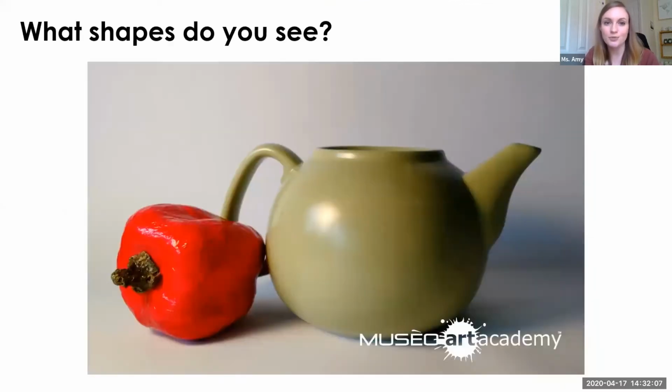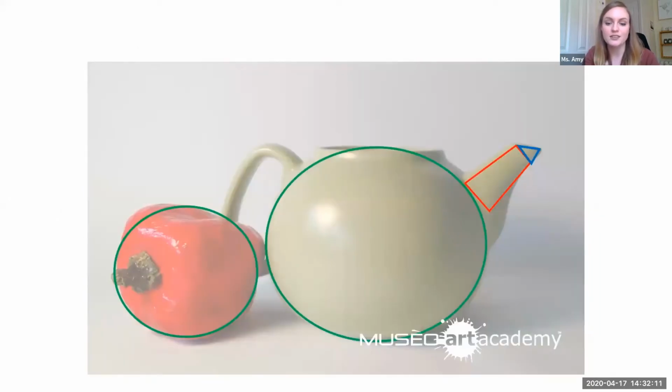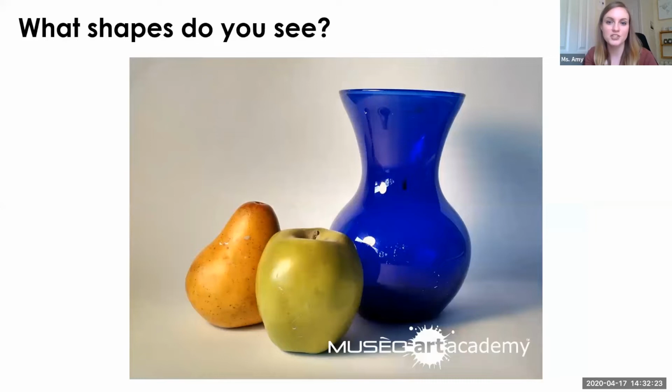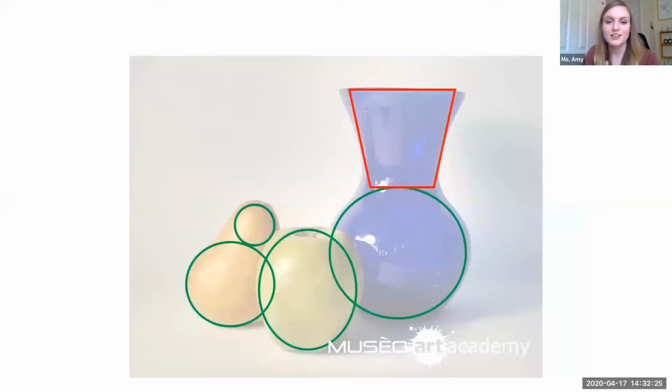Looking at another example, what shapes do you see here? Looking at the teapot, we can find a large oval shape for the body. And then for the spout, you can see a trapezoid and a very small triangle. And over at the pepper, you can see a large oval shape. What shapes do you see in this example? Looking a little bit closer, we can see a circle at the bottom of the vase, as well as a trapezoid on top, an oval for our apple, and a couple of circles to create the pear.